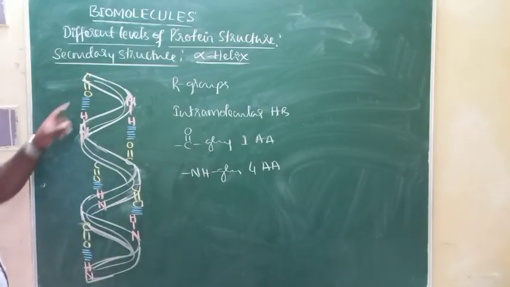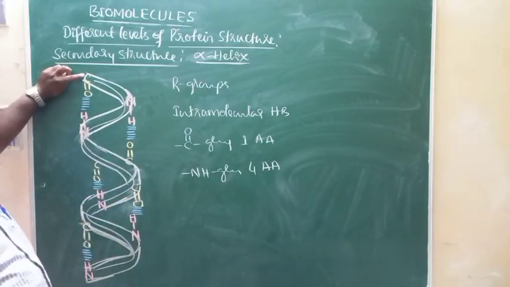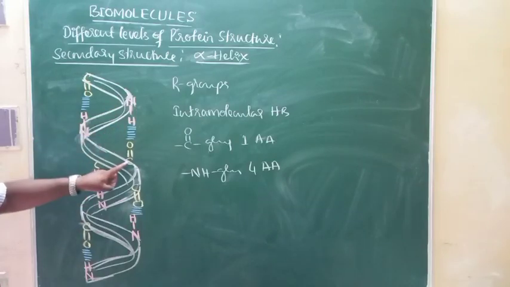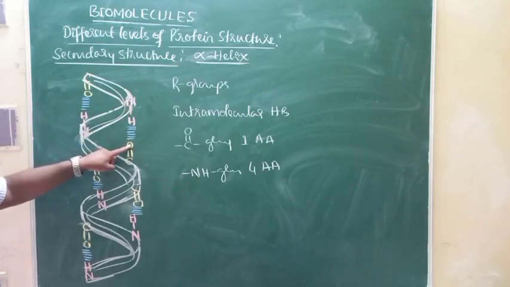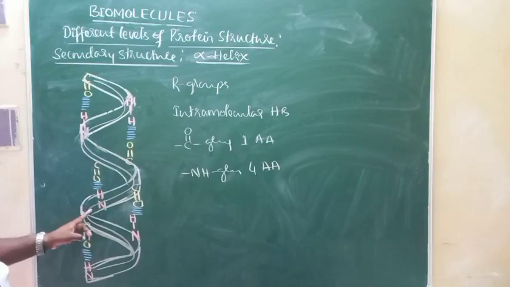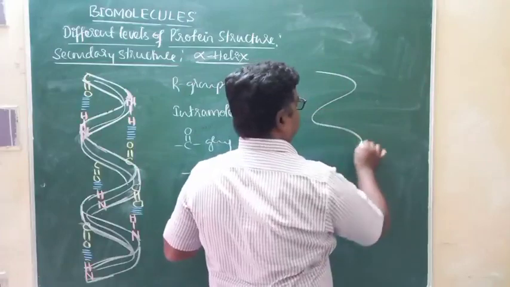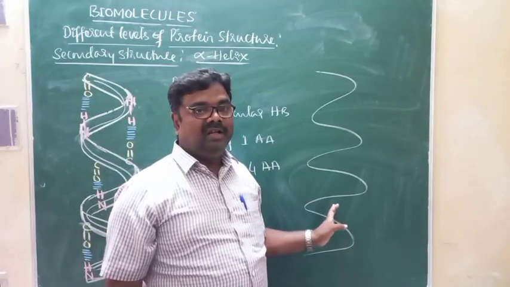Just observe the CO group of one amino acid forms hydrogen bonding with the NH group of the fourth amino acid within the polypeptide chain. The CO group of one amino acid will form hydrogen bonding with the NH bond of another amino acid to form intramolecular hydrogen bonding. Because of these intramolecular hydrogen bonds, the coiling of the backbone of the polypeptide chain takes place, that results in a spiral structure to the polypeptide chain, and this spiral structure is known as the right-handed alpha helix structure.